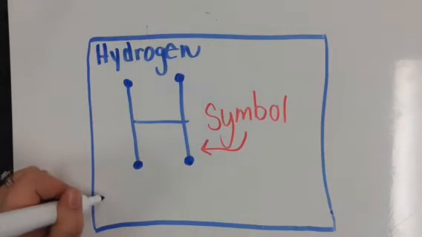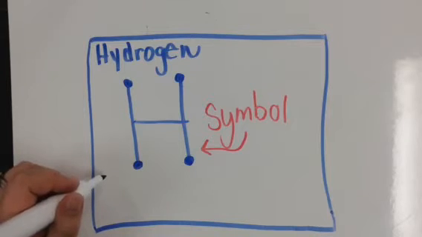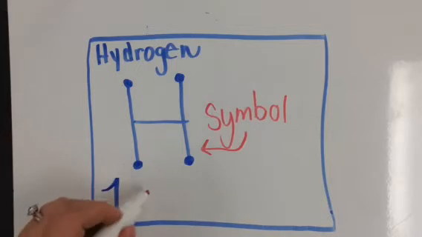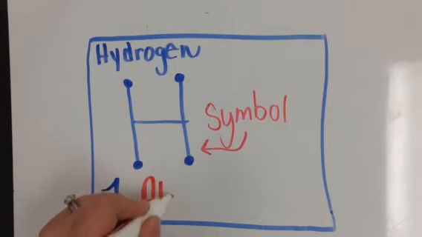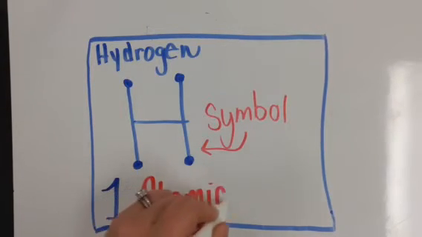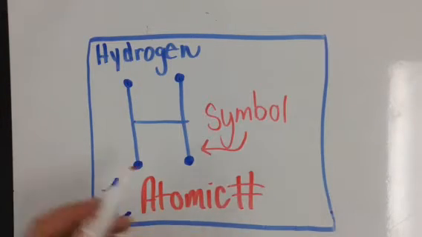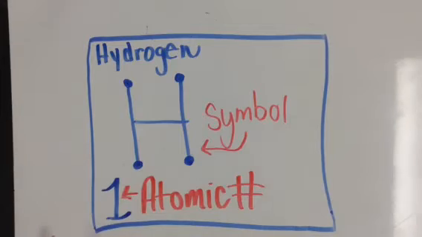H stands for hydrogen. At the bottom left-hand corner, you're going to see a number. And these go up 1 all the way through 118, something called an atomic number. So hydrogen's atomic number, that's a number symbol, not a hashtag. Hydrogen's atomic number is 1. The atomic number is going to tell us about the protons, neutrons, and electrons that make up our element, our atom.